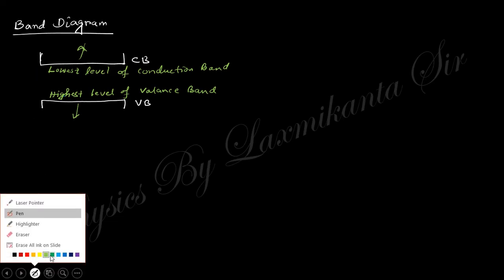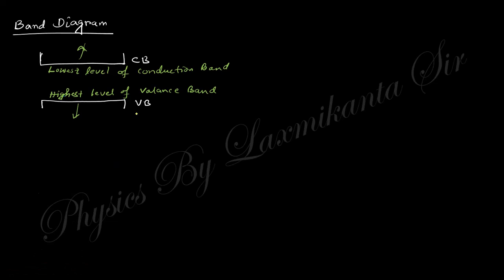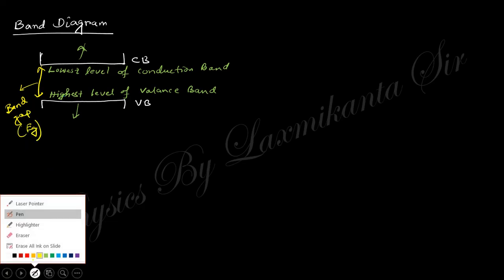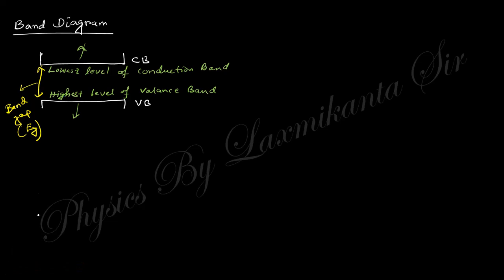The separation between the lowest level of the conduction band and the highest level of the valence band is known as the band gap. This is known as the band gap, Eg. So in terms of band gap, we can discuss the metal, semiconductor and insulator.